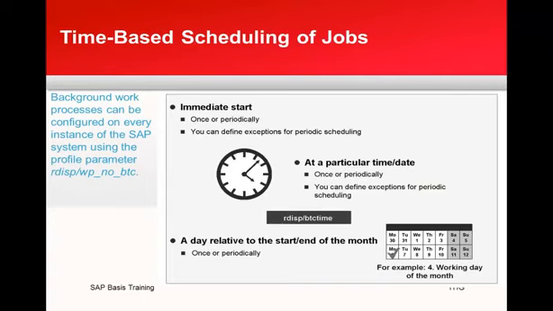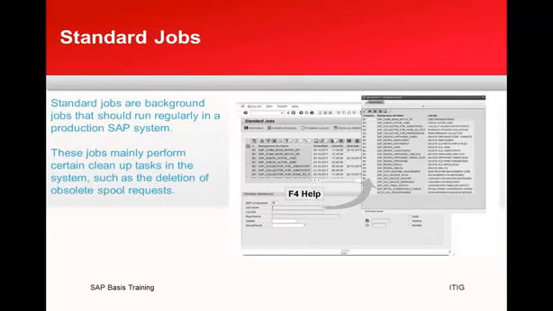Okay, then about the time-based scheduling of jobs. Background jobs can be configured on every instance of the SAP system using the parameter called rdisp/wp_no_bdc. So they can start immediately, once, or periodically, and you can schedule them to run on a day relative to the start or end day of the month.